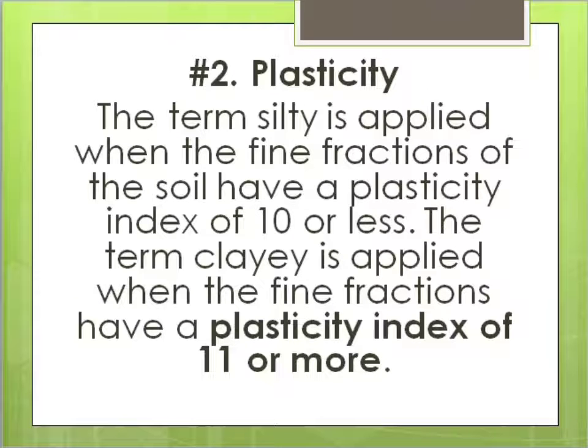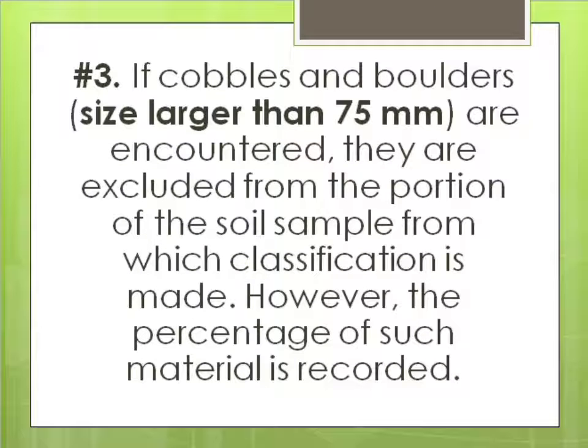Number 2. Plasticity. The term silty is applied when the fine fraction of the soil has a plasticity index of 10 or less. The term clayey is applied when the fine fraction has a plasticity index of 11 or more. Number 3. If cobbles and boulders of size larger than 75 mm are encountered, they are excluded from the portion of the soil sample from which classification is made. However, the percentage of such material is recorded.